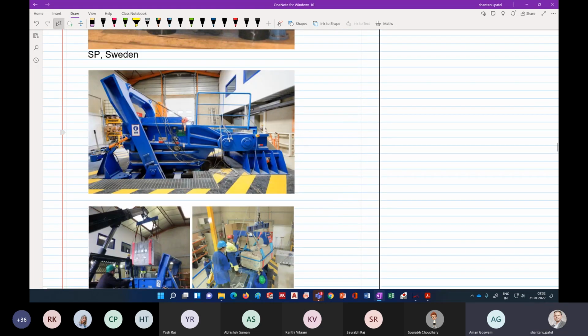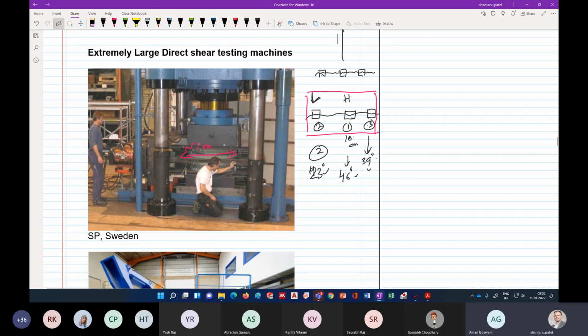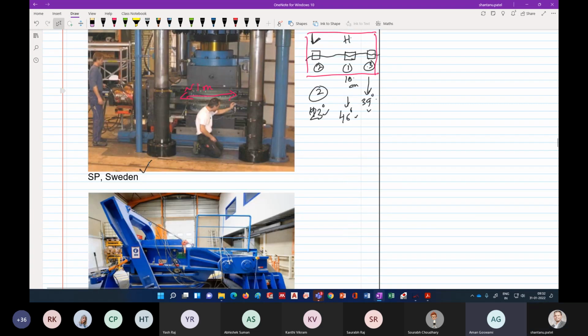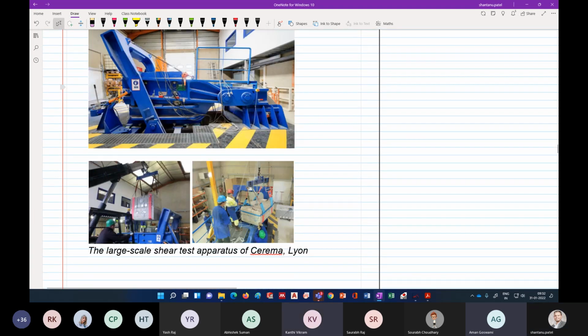So this is in some laboratory in Sweden, a rock mechanics laboratory. They have some setup in India. See, these are the big rock specimens. You take it from the site, you cut it and get it from the site, right, and test it.